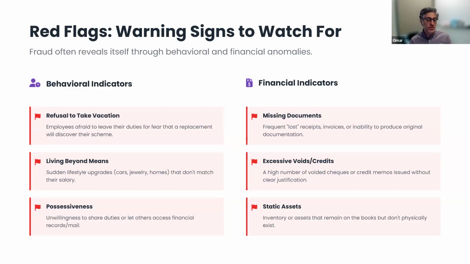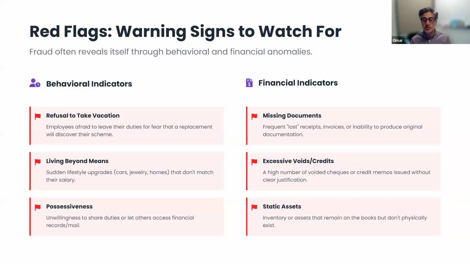So one would be refusal to take vacation, employees afraid to leave their duties for fear that a replacement will discover their scheme. Of course, there could be other reasons for it, but one item here. Living beyond their means, so sudden lifestyle upgrades, new cars, jewelry, homes that don't match one's salary. Possessiveness, an unwillingness to share duties or to let others access financial records or mail.